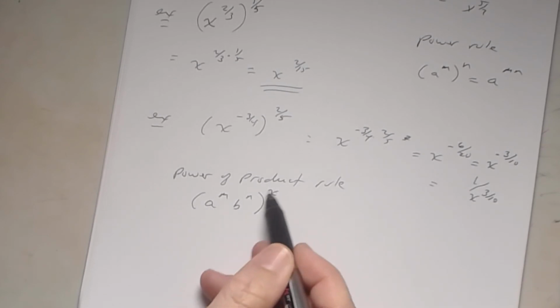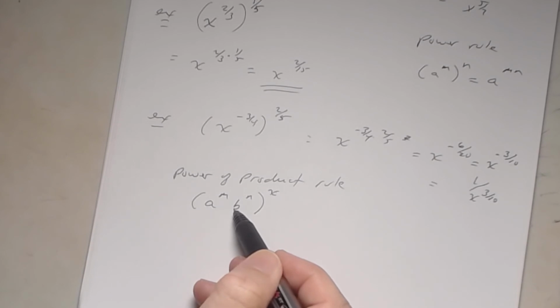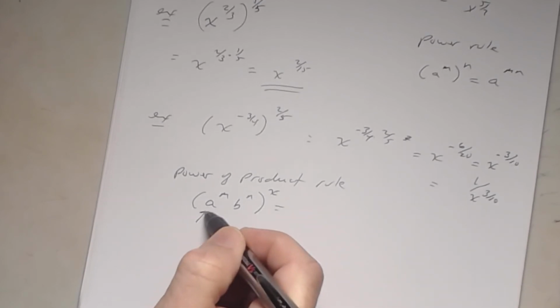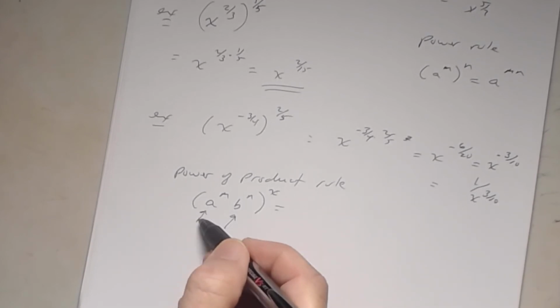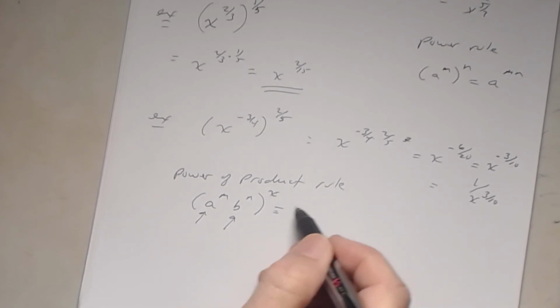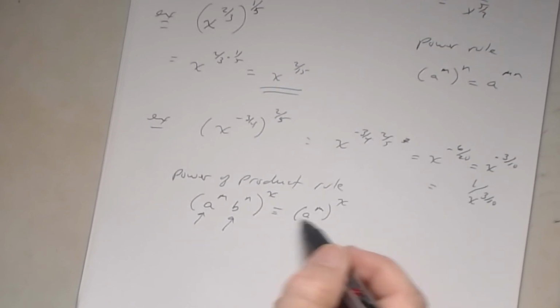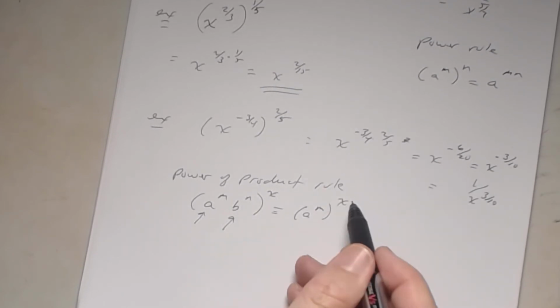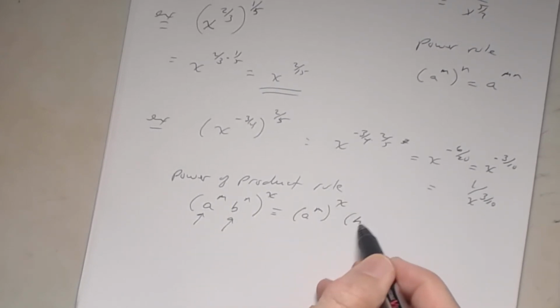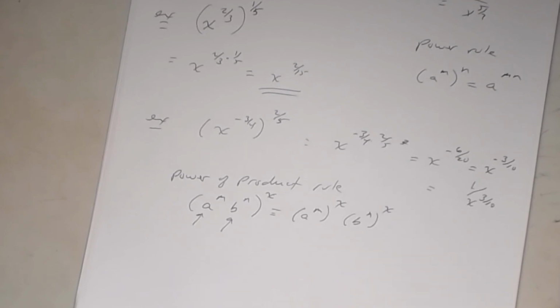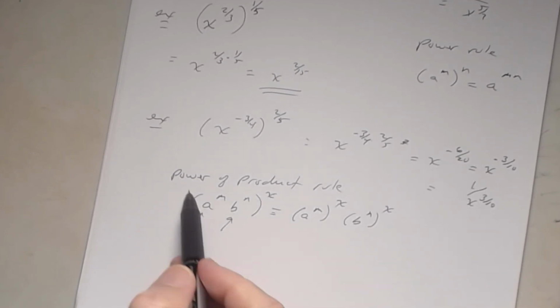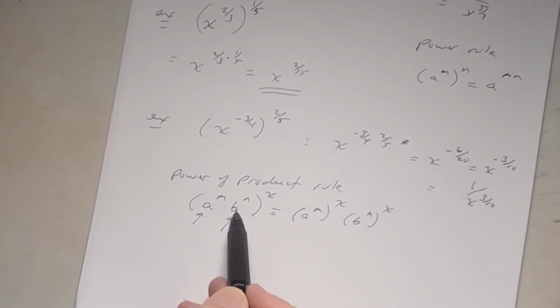The power of a product rule says this. I take each factor, see how I'm underlining the factors? I take each factor and I raise it to that exponent. So I have a to the m raised to what power? The x. And then I have b to the n raised to the x. So that's the power of a product.